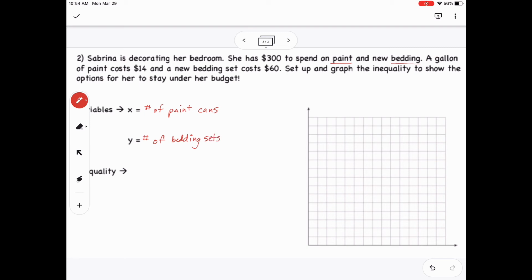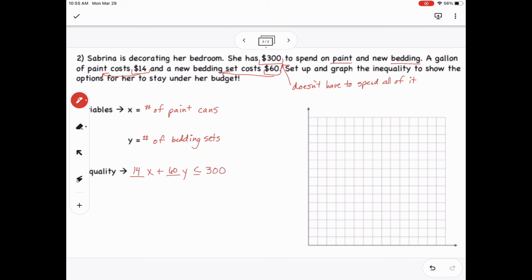And then from there, I need to identify the other important pieces of information. 300 seems to be important. $14 and $60. Remember that 60 goes to your bedding, 14 is going to the paint. So when I write my inequality, I need to take in mind that they don't really have an inequality wording here for 300. But think about it this way: she doesn't have to spend all her money for paint and bedding in this scenario. So it's almost like 300 is a max, essentially.